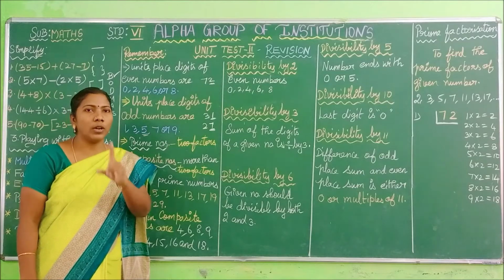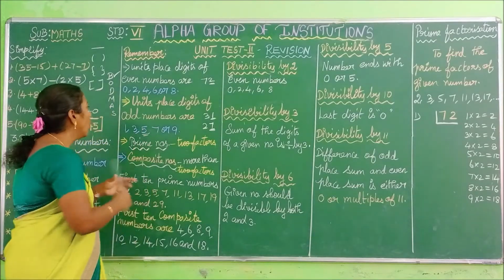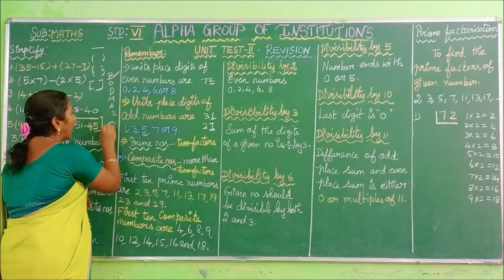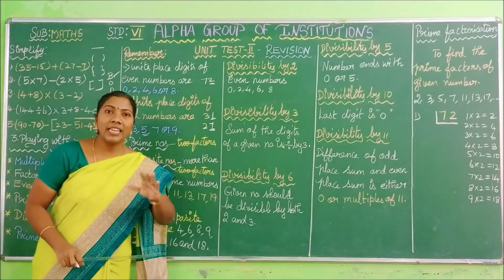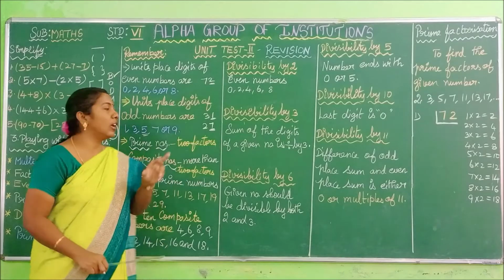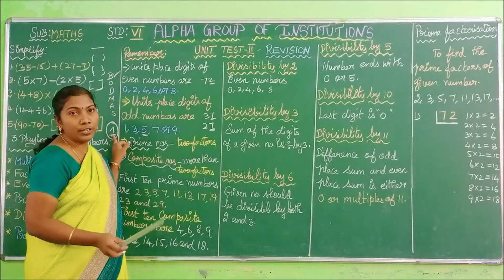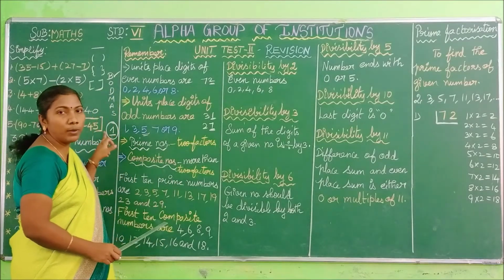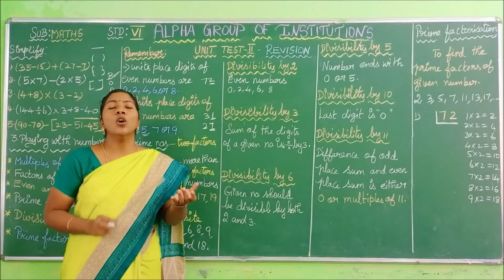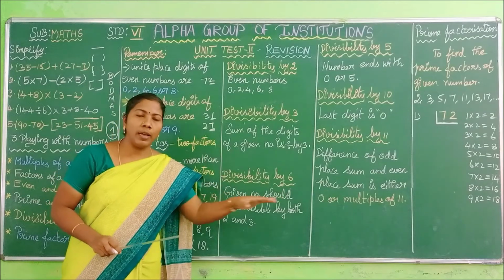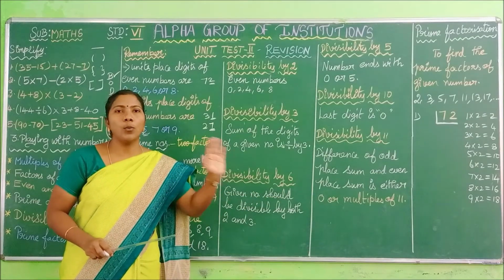And there is only one exception case, that is 1. 1 is neither prime nor composite. You have to remember this. Definitely this question will come in your unit test 2. So definitely you have to remember this. 1 is neither prime nor composite. It means what? 1 is not a prime number. 1 is not a composite number.